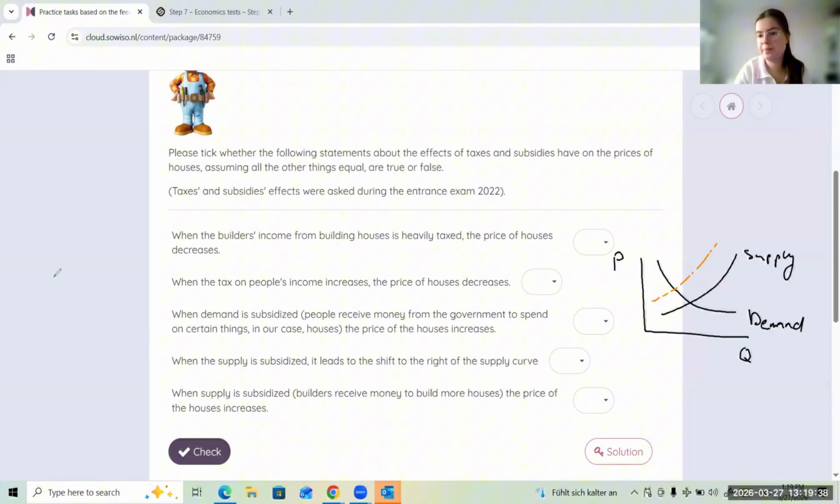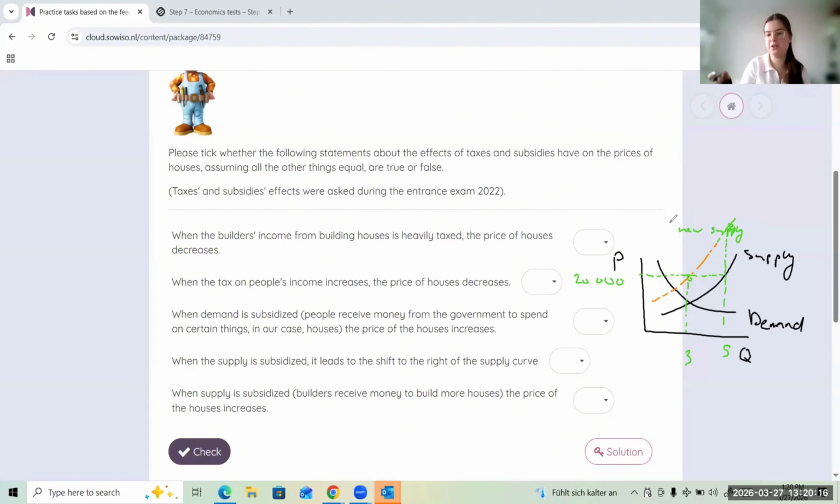Let me pick a different color. So this is the price curve. And the old supply, so this is the new supply after the tax. The old supply for the price of, let's say, 20,000 euros, they were supplying 5 houses. I know these are unrealistic numbers, but just for the sake of this exercise. And now for 20,000 euros, they are only willing to supply 3 houses.